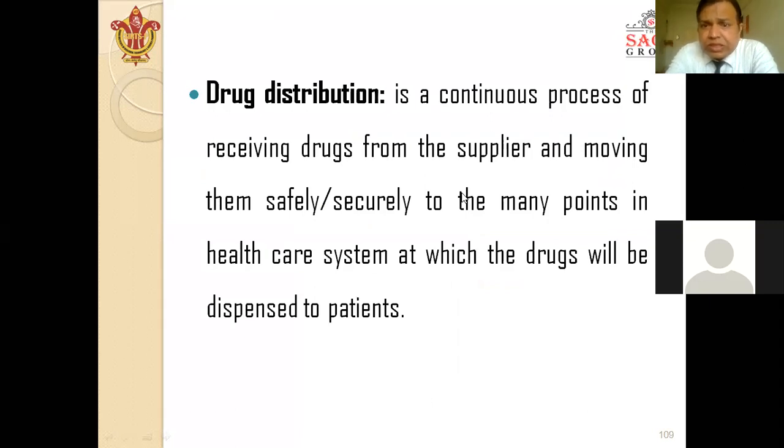Drug distribution is a continuous process of receiving drugs from the supplier, moving them safely and securely to the many points in the healthcare system at which the drugs will be dispensed to the patient. What is the main objective of drug distribution? To procure the drug from the supplier, and safely it reaches the patient for administration. That is the main aim of drug distribution.